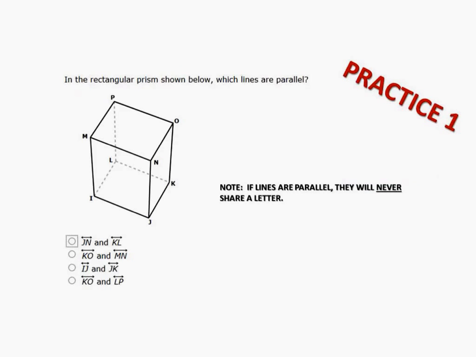Here's your first practice problem. It says, in the rectangular prism shown below, which lines are parallel? And I wrote down that if lines are parallel, they will never share a letter. So for example, line segment NO or line NO would never be parallel with line OK because they both would share the letter O, and they just wouldn't do that if they're parallel lines. You are to pick out the pair of parallel lines that are on this box.